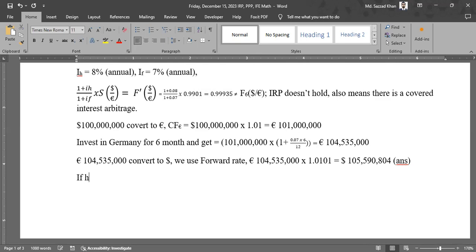If she or he had studied in USA, meaning home country, the return would be 8% annual, but we need to compound for 6 months. How can we compound? Again, insert.